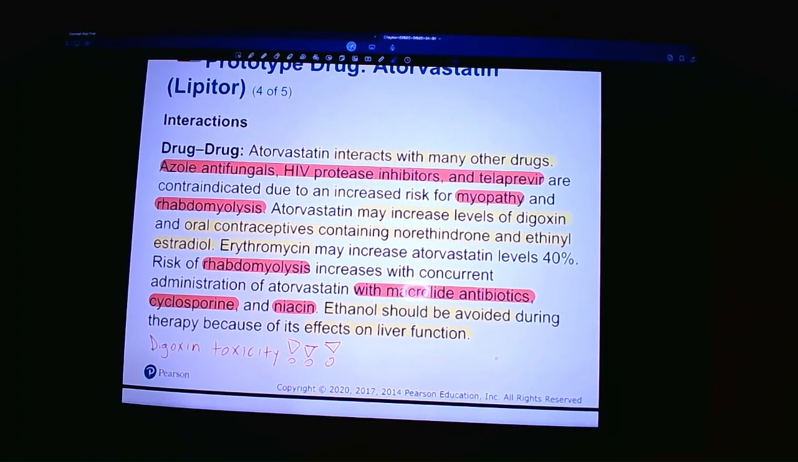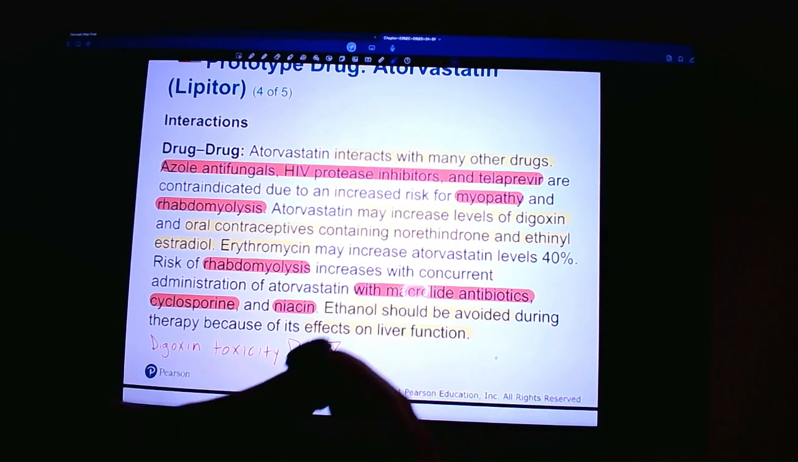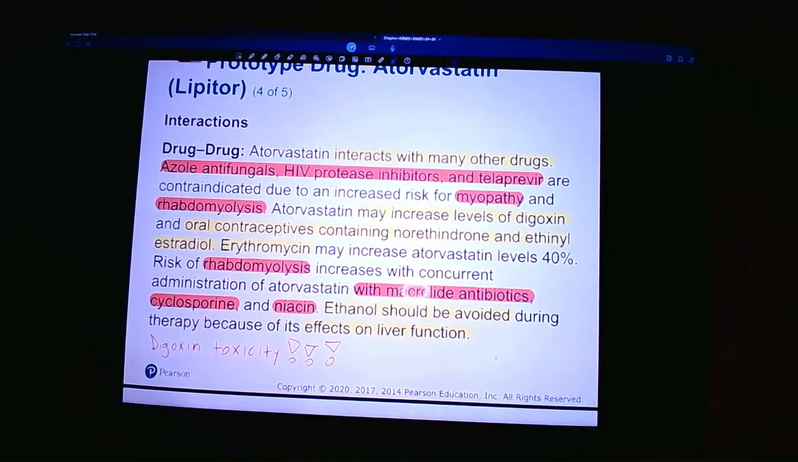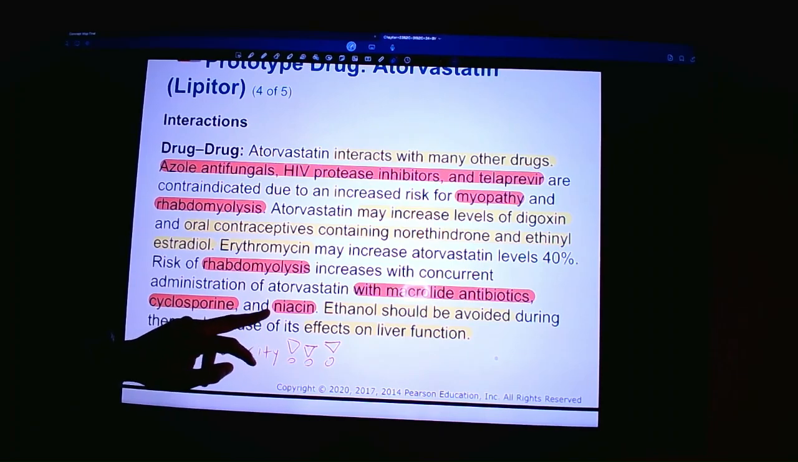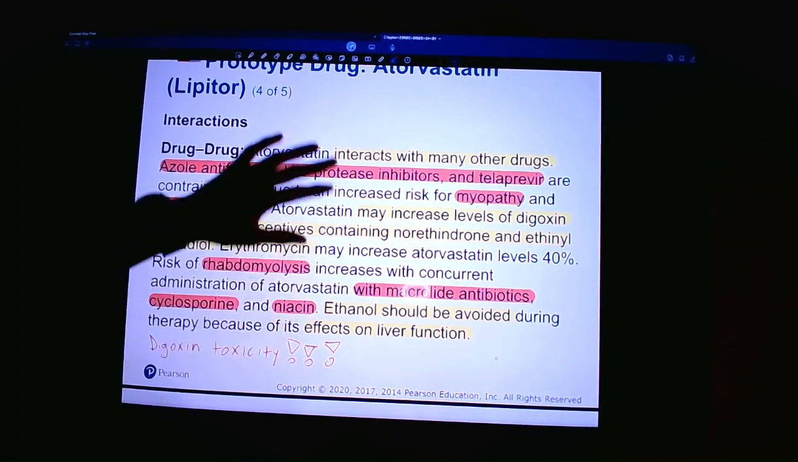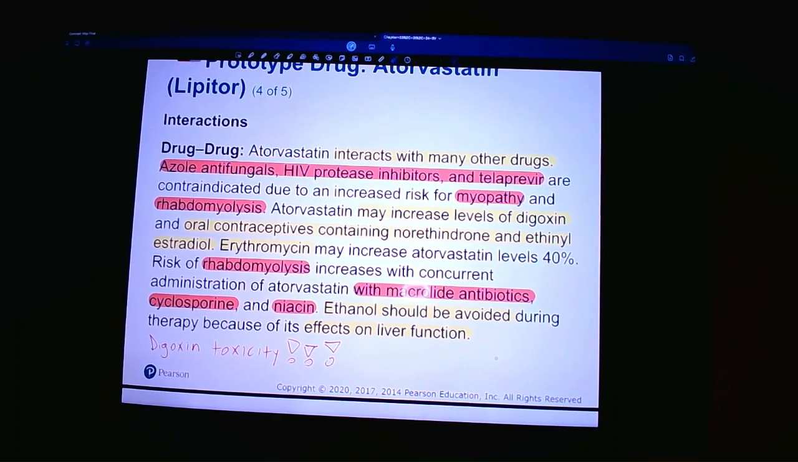So, drug interactions. I used my highlights to point out things that are common, right? So the reds: azole antifungals, HIV protease inhibitors, telaprevir, macrolide antibiotics, cyclosporins, and very uniquely niacin, right? So everything except niacin is an anti-infective drug, right? I think we can at least recall a little bit from our anti-infective exam. A lot of these anti-infectives actually put you more at risk for myopathy, right? So that's something you can make a connection with, right?